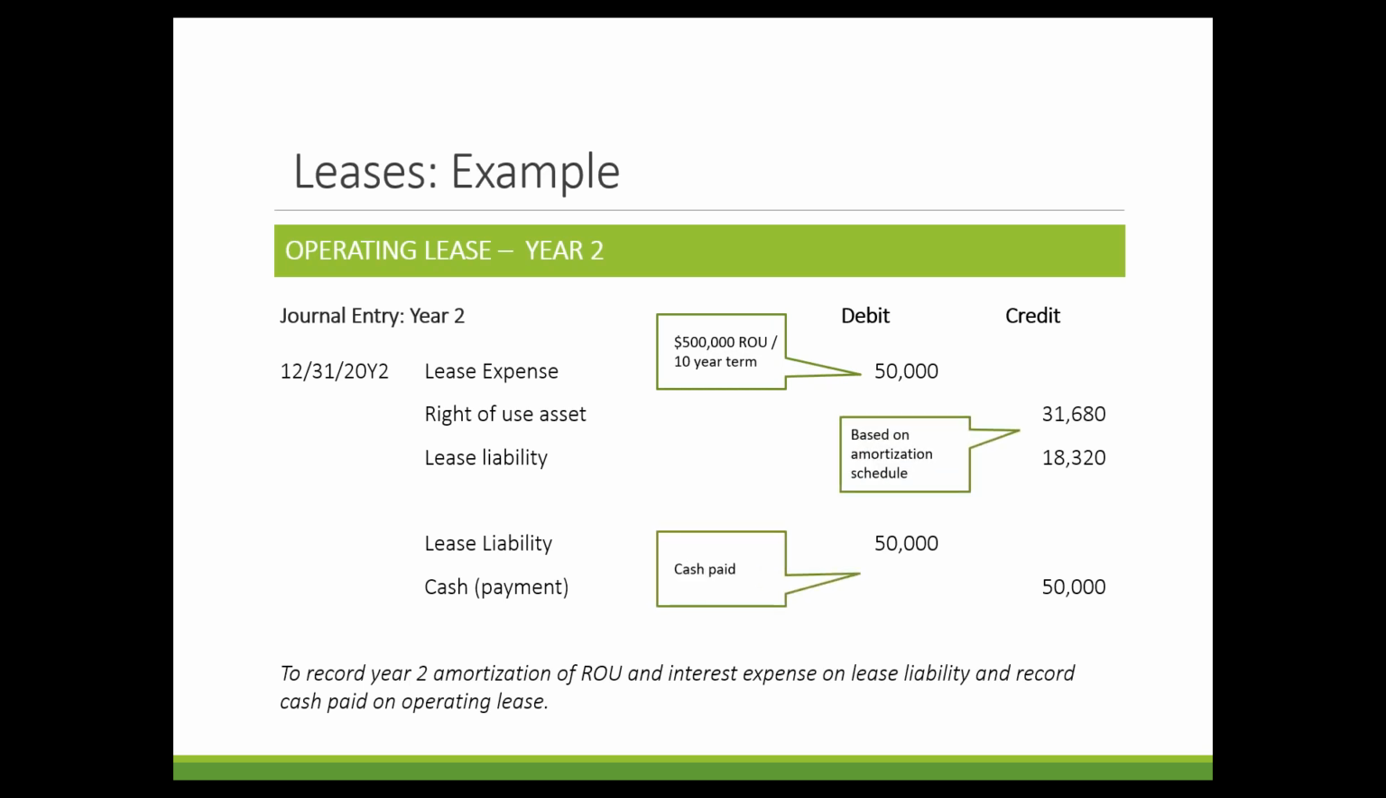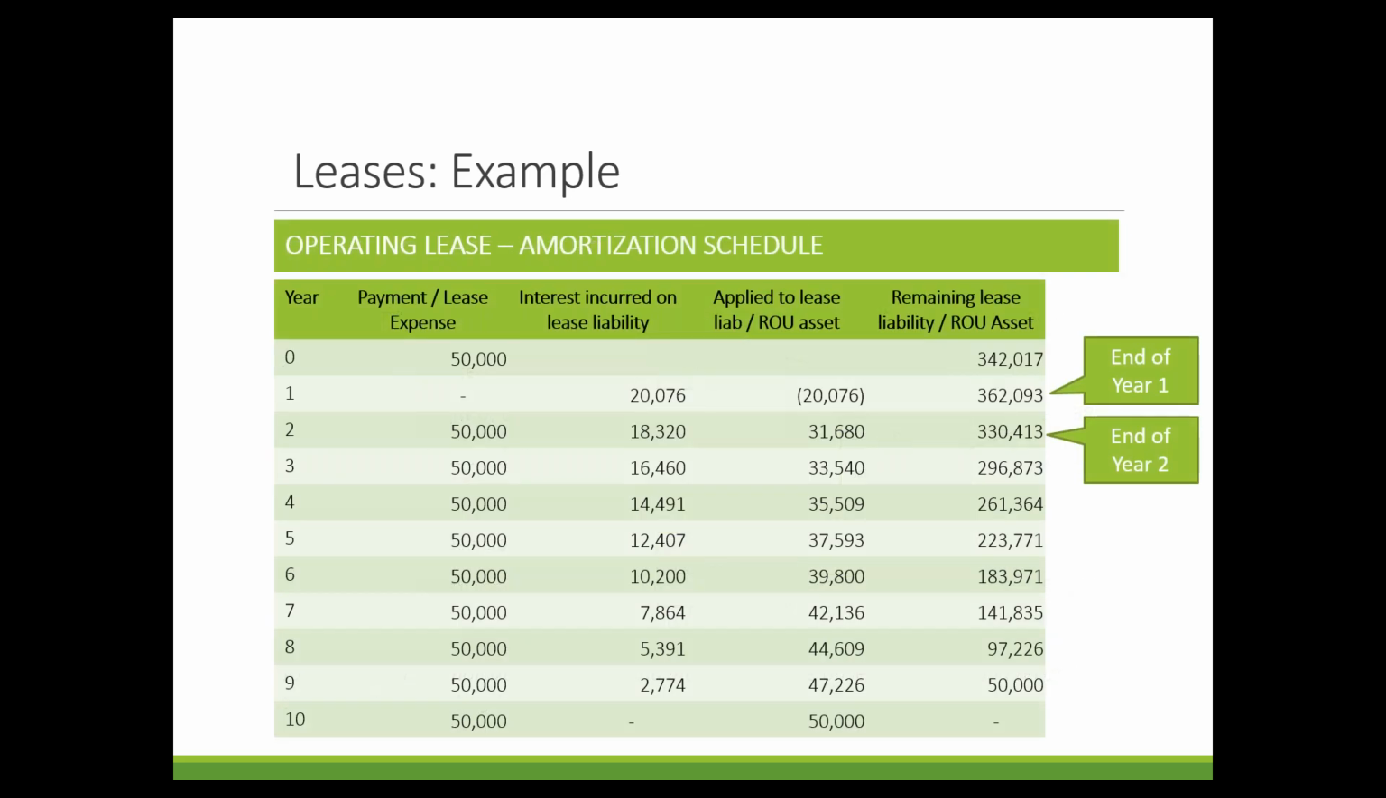The amortization schedule of the operating lease shows the ending balance of the lease liability and the ROU asset, which is the same since there are no direct costs, variable costs, or anything that may cause the liability or the ROU asset to be different.